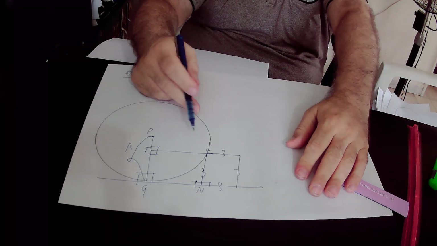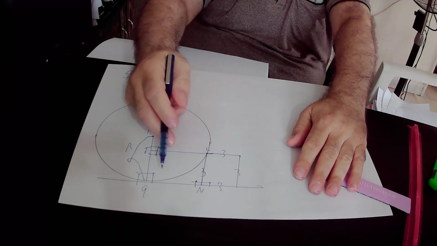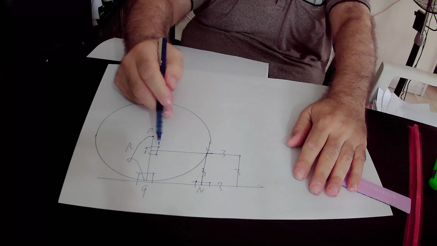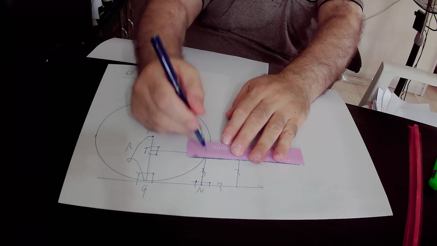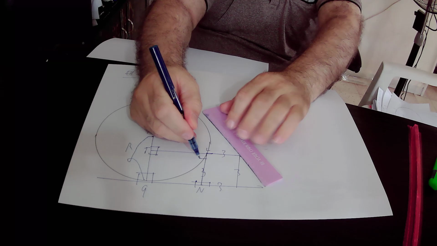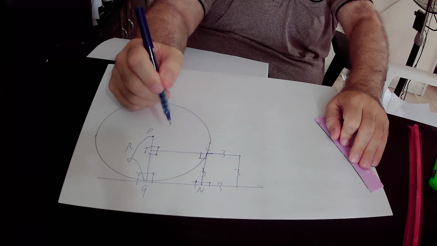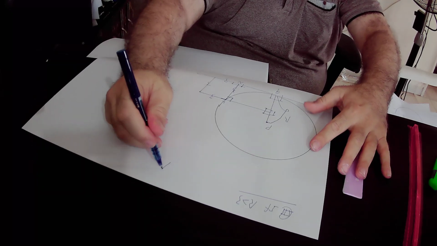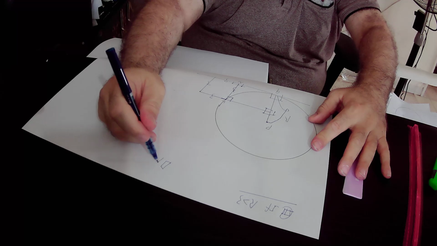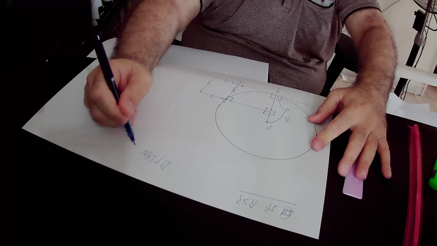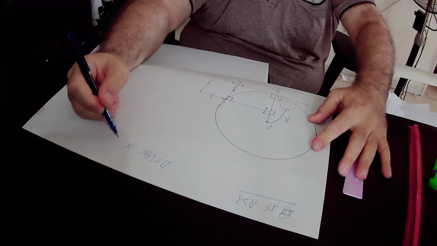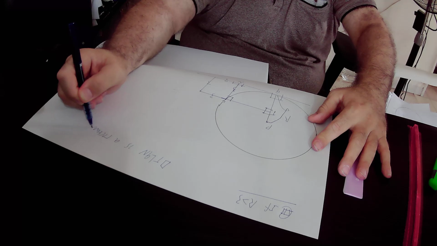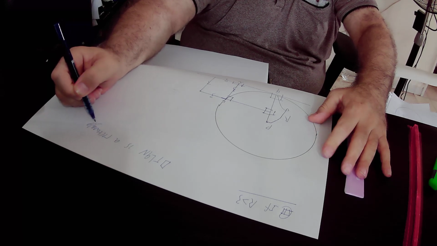inside quadrilateral TLQN, we have 1, 2, 3 right angles. Therefore, the fourth angle must also equal 90 degrees. So quadrilateral TLQN is a rectangle, because it has 4 right angles.